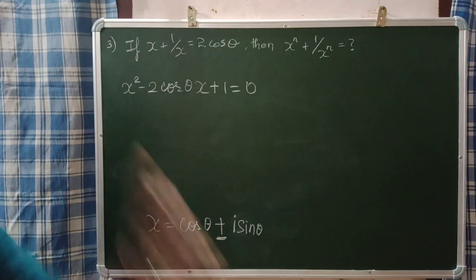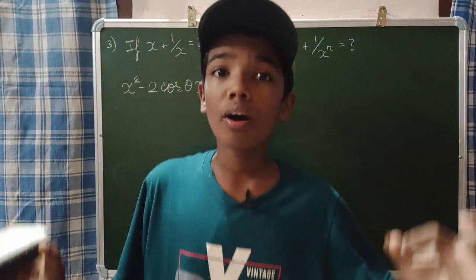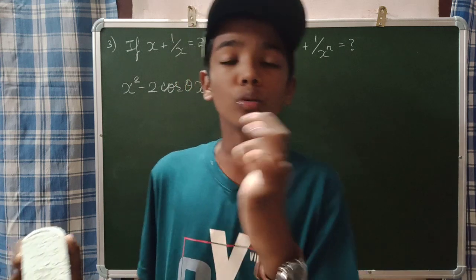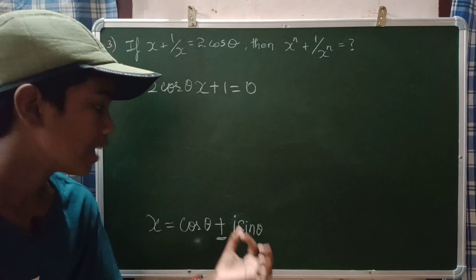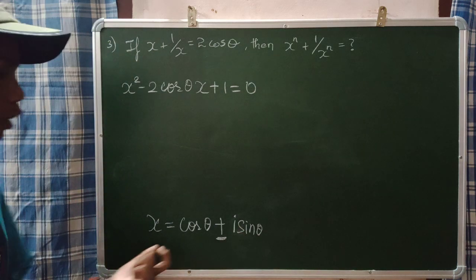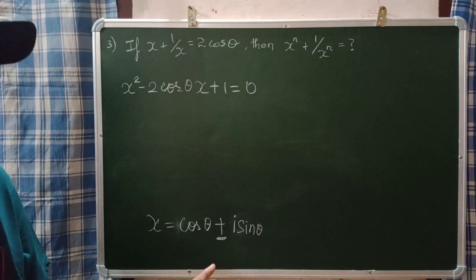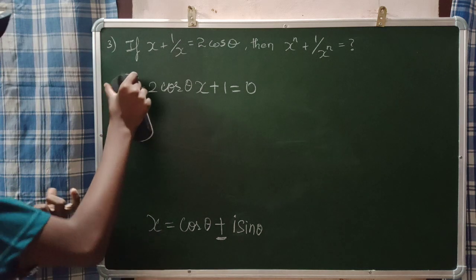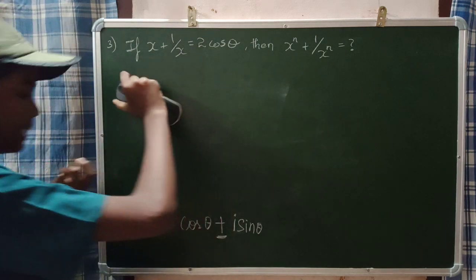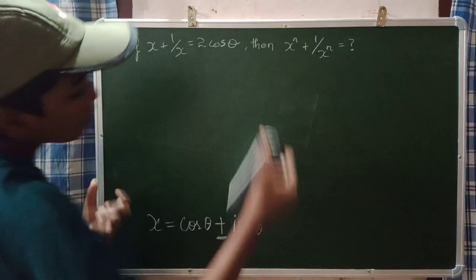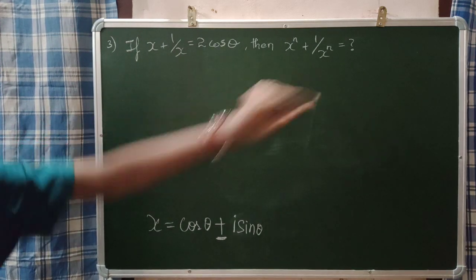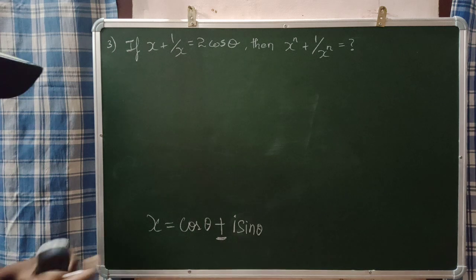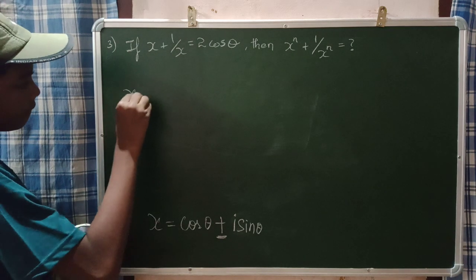theta, and that is why I use the quadratic formula and roots formula, and I arrived at this form of the value of x, which is x is equal to cos theta plus or minus iota sin theta, and this is your value of x, that means the roots of this equation. Now, if this is x, they are asking x to the power of n plus 1 by x to the power of n. If this is x, what will be x to the power of n?